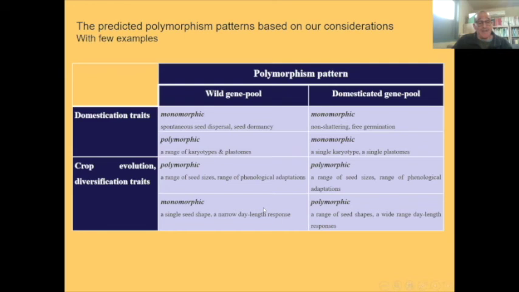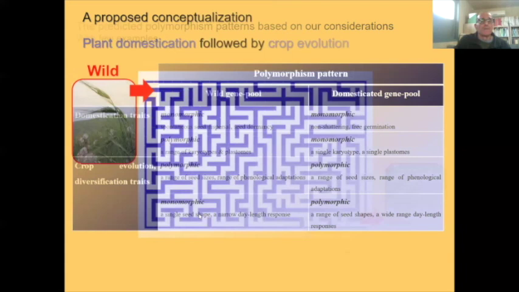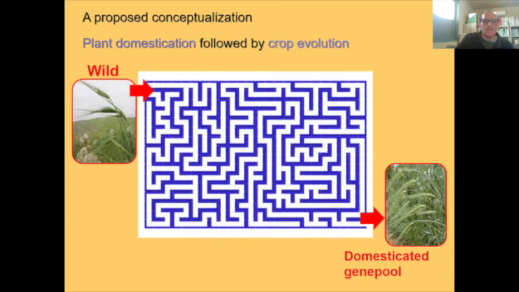Another situation could be monomorphism here and polymorphism here. For example, all wild cabbages and wild mustards look the same, okay? But if you look at the domesticated crops from this group, you see a range of morphologies: broccoli, kale, kohlrabi, cauliflower, you name it. So all these forms of vegetables that I mentioned were selected under domestication and are not available in the wild gene pool. So we propose to conceptualize plant domestication as short and episodic.